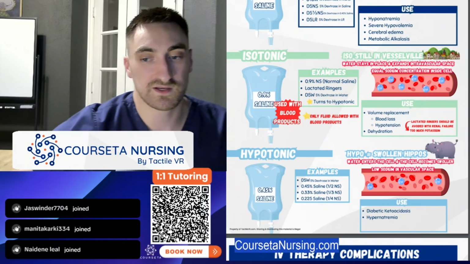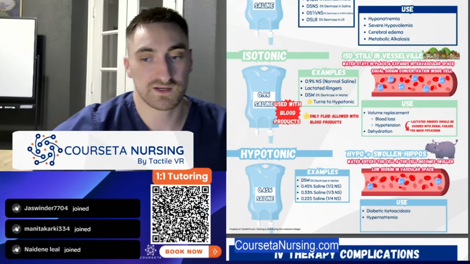Commonly used for hypotonic, so anybody with cellular dehydration. So why? Because if we do want water to go into the cell, these are the conditions where we do want water to go in the cell, such as diabetic ketoacidosis, and then hypernatremia, because sodium levels are high in the vascular space. So we're going to dilute that sodium by introducing a low sodium fluid. Okay? Now moving on to hypertonic.